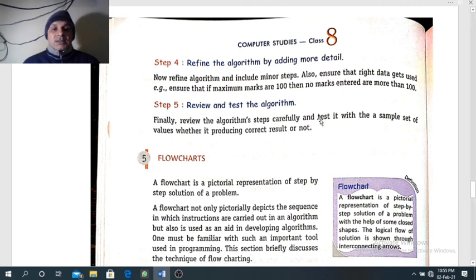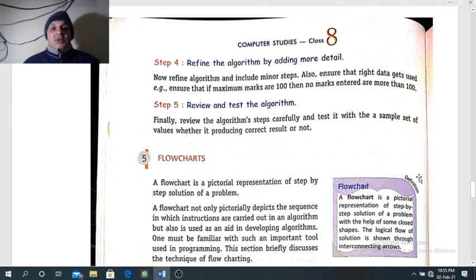Review and test the algorithm. Now the last step, when the algorithm is designed, then finally review your algorithm's steps one by one and test it with the sample set of values whether it produces correct result on that data or not.